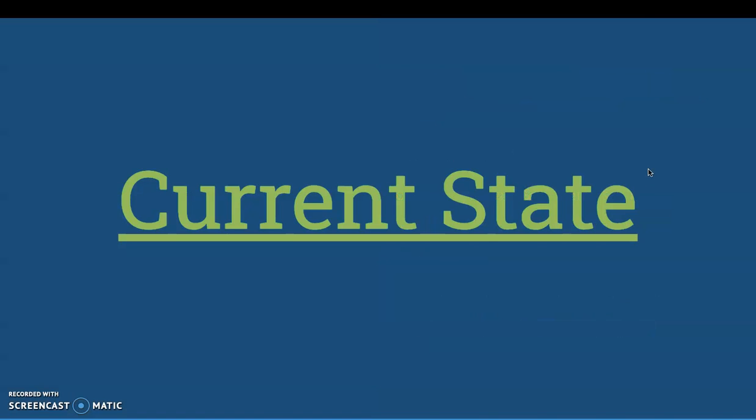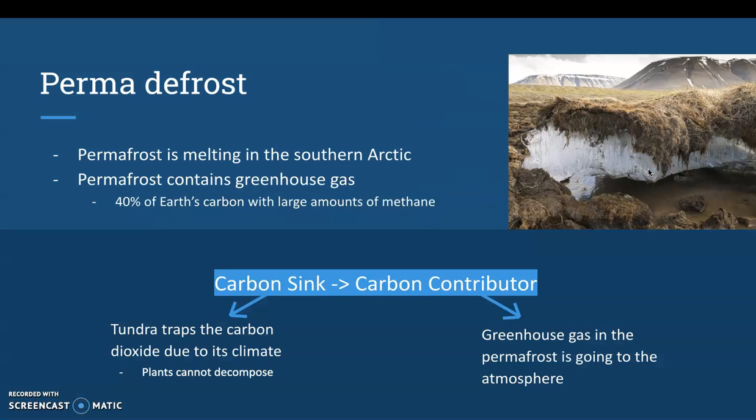The current state of tundra. Permafrost is the biggest problem in tundra right now. It means that permafrost is melting, usually in the southern Arctic. It's a problem because permafrost contains greenhouse gas with 40% of Earth's carbon, with a large amount of methane too.